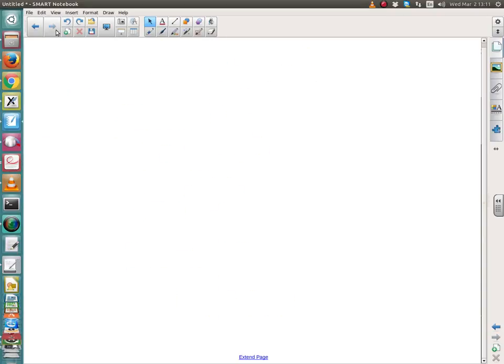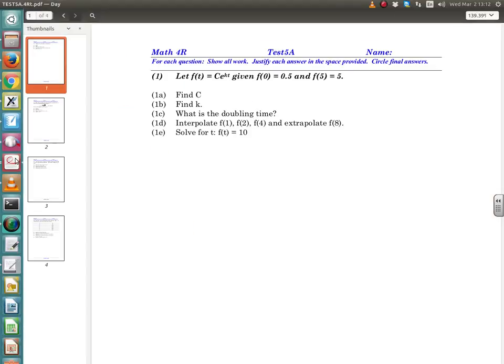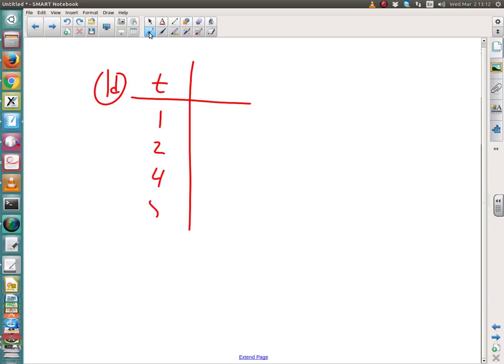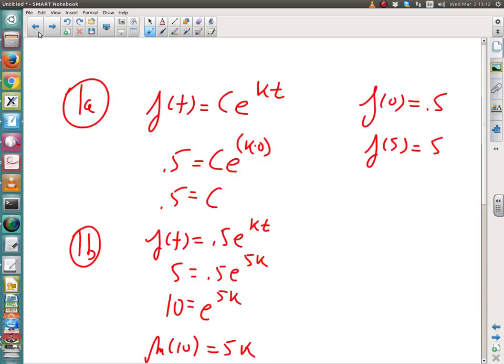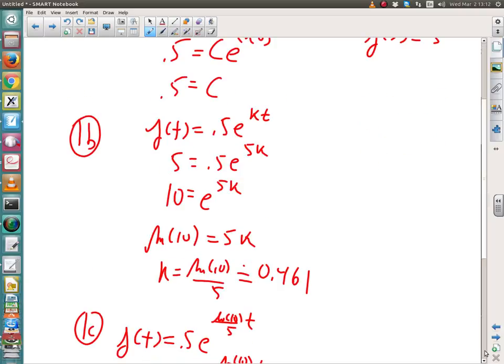Make a little table for t is 1, 2, 4, and 8. Figure out f of t, which was 0.5 e to the ln of 10 over 5 t. So just plug in 1, plug in 2, plug in 4, plug in 8, and see what you get. Is that what we had? 0.5 e to the ln of 10 over 5 t. That's exactly what it is. All right, so put that in the calculator.